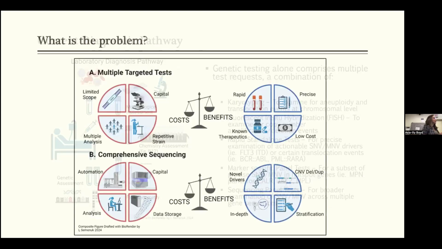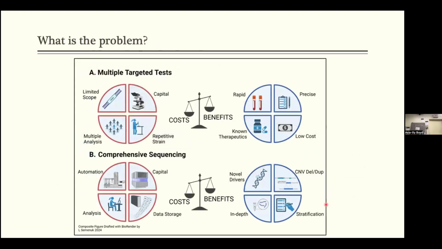So if we have all those tests, what's the problem? Why are we here today? We're here because we have all these standalone tests, and some of those are needed and will absolutely continue. The benefit of these standalone tests is that they're generally rapid, they're generally very precise, they're targeted, and they're associated with known targeted therapeutics.